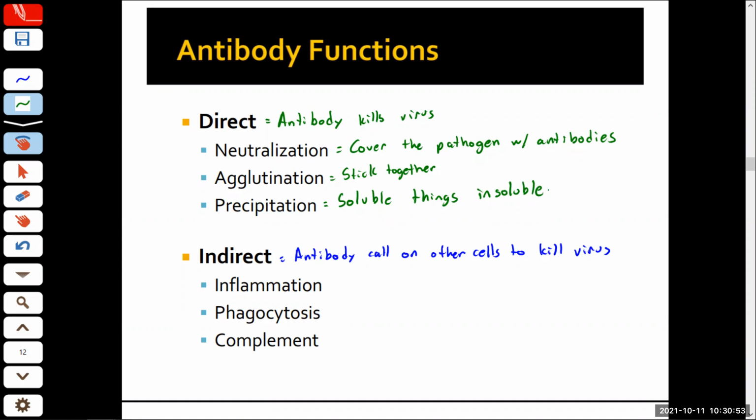Okay. So indirect inflammation, this is when I'm going to recruit the second line of defense. Phagocytosis, again, who are my phagocytes? Dendritic cells, macrophages, neutrophils. In your complement system, anybody remember about the complement system?